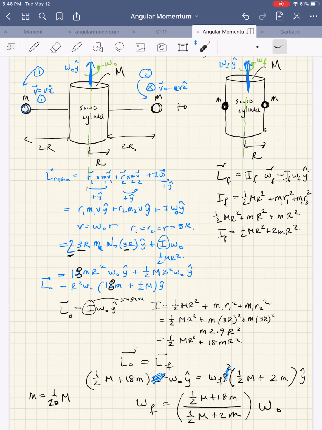I guess we should do that. So if I do that really quickly, 18m will become 18/20ths of M, and 2m will become 2/20ths of M, giving a common denominator everywhere. What I'll end up with is 28/20ths M divided by 12/20ths M, all times omega naught. So this would be, let me move this out of the way.